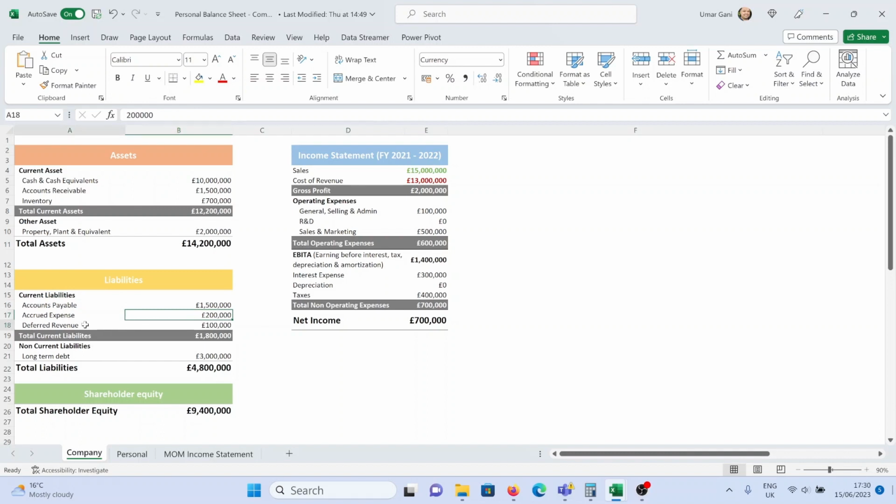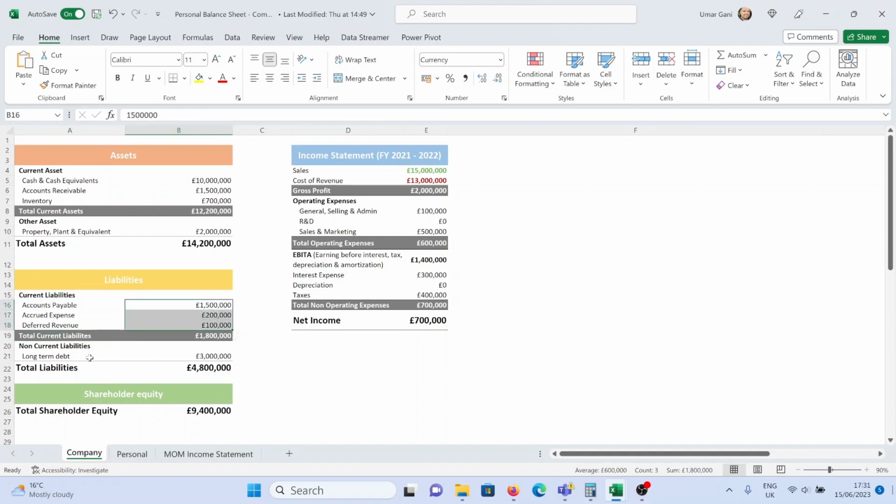Deferred revenue is when your customer pays in advance, before you have made the product. Until you have delivered the product, you are still liable to pay back the money you got from your customer, and that is called deferred revenue, which is 100,000. So total current liabilities is 1.8 million, adding these three together.